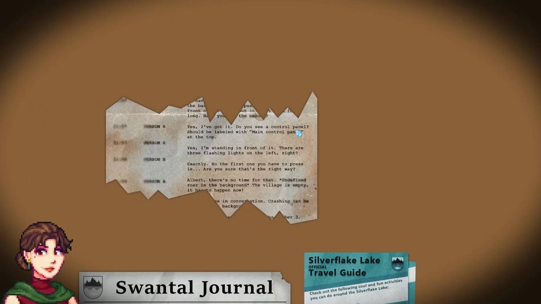Yes, I got a DC control panel. Should be labeled with main control panel. So say in front of it, there are 3 flashing lights on the left. Exactly. So the first one you have to press is. Are you sure that's the right way? Albeit, there's no time for that, roar in the background. The village is empty. It has to happen now.